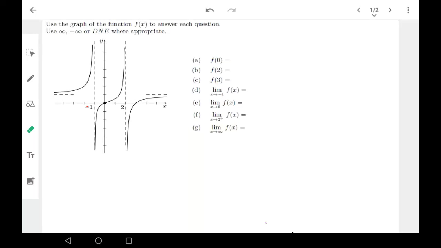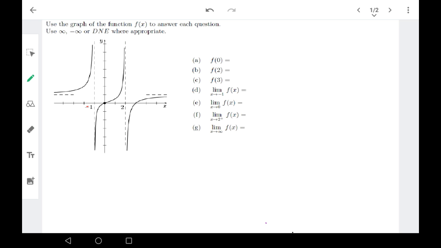Use the graph of the function f of x to answer this question. Use infinity, negative infinity, or DNE where appropriate. Okay, here we have a graph that is f of x, and here we have some exercises that we must find using the graph.